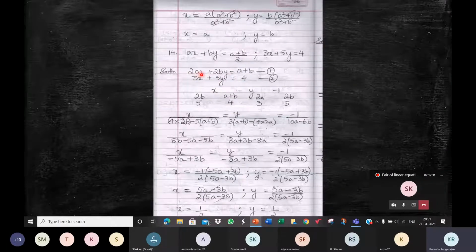But this one is like, see here, look at the two equations. The second equation, the coefficient of x is 3. The coefficient of y is 4. Sorry, the coefficient of y is 5 and the constant is 4. While the first equation is different, meaning the coefficient of x is 2a. The coefficient of y is 2b and the constant is a plus b. So all that a and b are only in the first equation, it is not in the second equation.